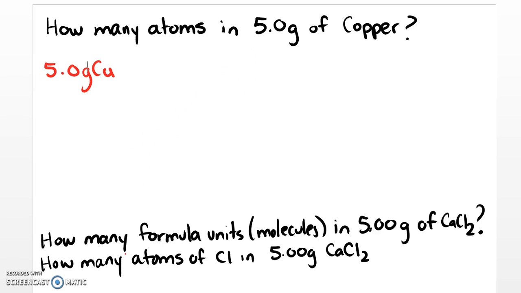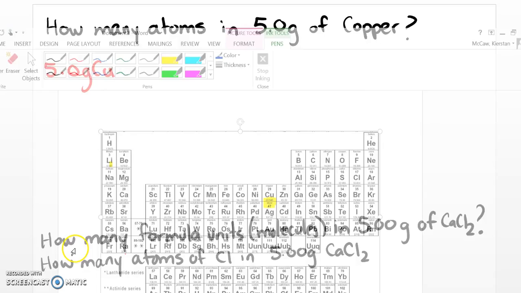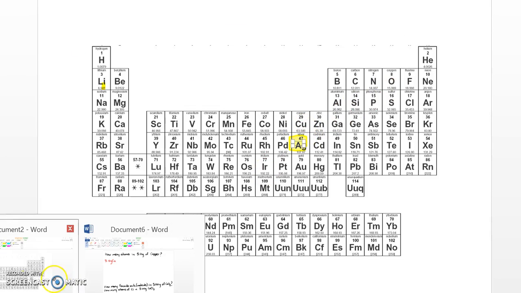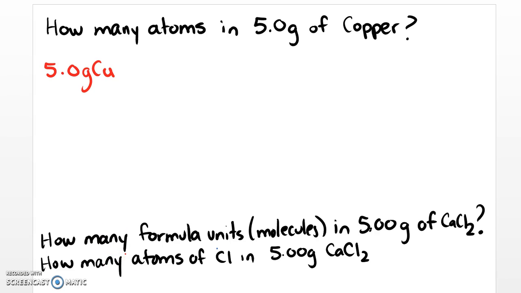If you don't know where to start, go to the periodic table and get the molar mass of copper. If you look up copper, it's this number right here, which we are going to use. So the molar mass of copper, by looking at the periodic table, is 63.5 grams in a mole. We can also use 1 mole over 63.5 grams.